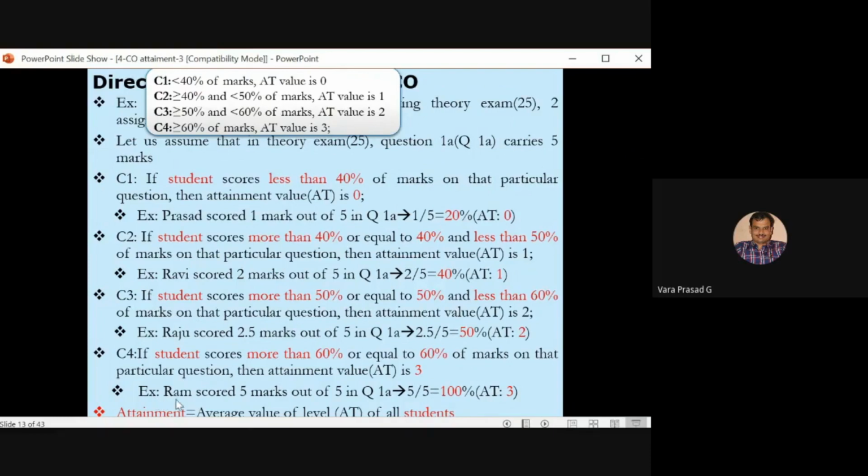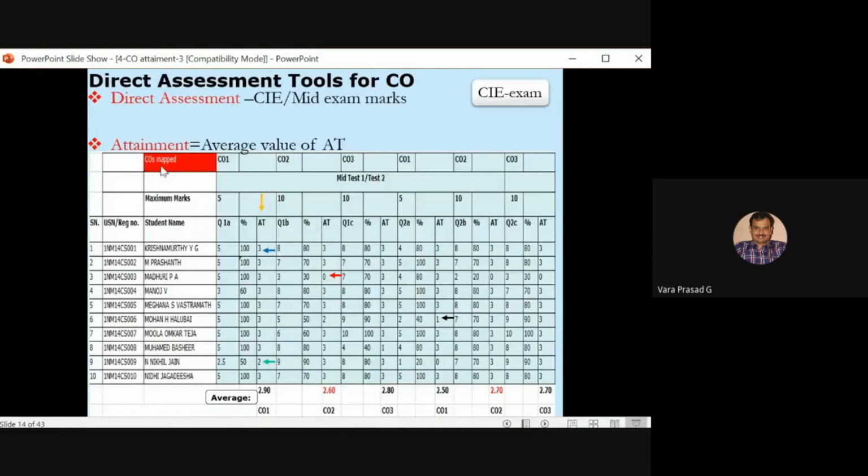Now, to calculate the CO attainment, there is a formula. The attainment value is equal to the average of the attainment values of all the students. This slide mainly talks about the mid-exam. I already told that we take the mid-exam, assignment 1, assignment 2, then university exams. Here I'm talking about the mid-exam or CIE, which mean the same. Due to space constraints, I have taken only 10 students here. Probably in your class, you may have 60 students.